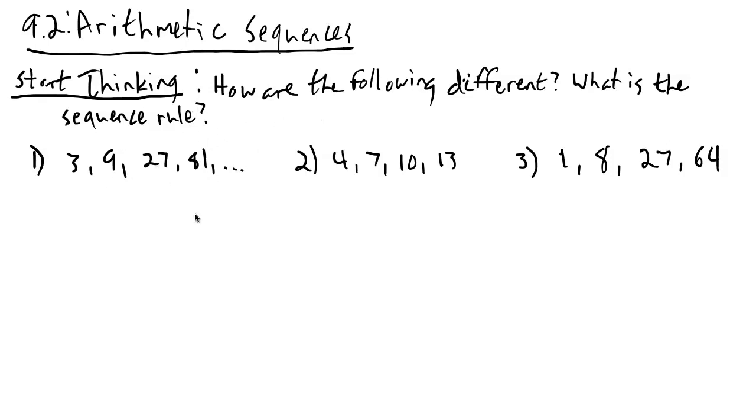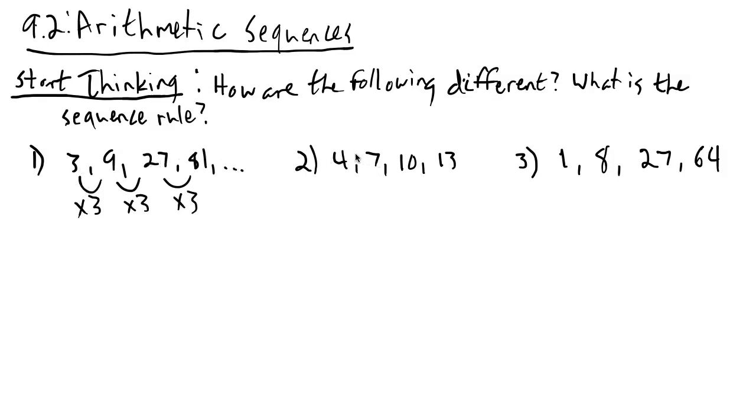I want you to look at the sequence rules and tell me what we have to do to get from one number to the next and keep going. So, looking at these, what's happening to get from 3 to 9 and to get from 9 to 27? Each time, all we're doing is we're multiplying by 3. 3 times 3, 9 times 3, so on.